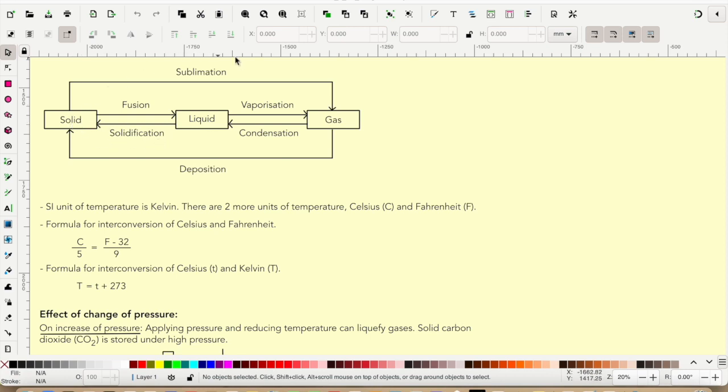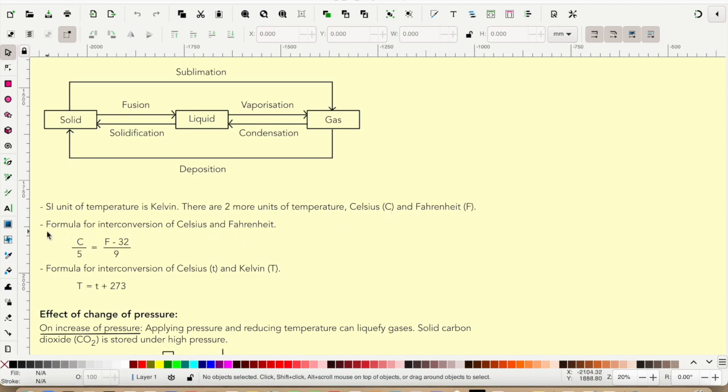It is possible to change solid directly to gas or gas directly to solid, bypassing the liquid state. The process of solid changing to gas is called sublimation and gas changing to solid is called deposition. SI unit of temperature is Kelvin, which is denoted by letter capital T. There are two more units, Celsius and Fahrenheit.